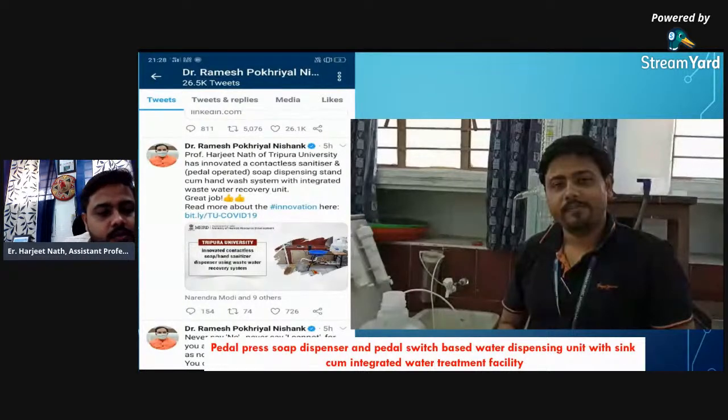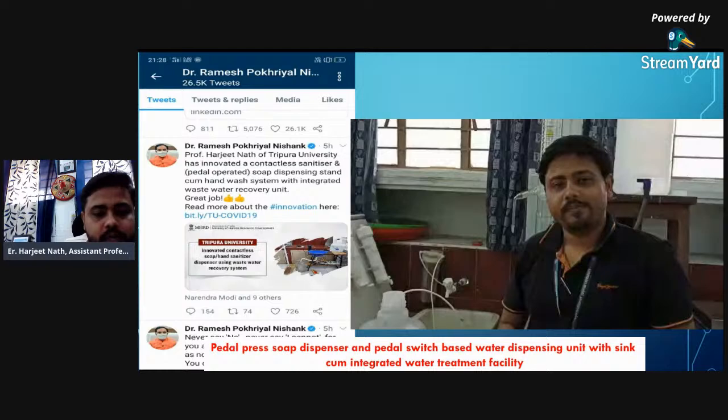One such system, which I was planning to show today, was well appreciated by our honorable Minister of MHRD, Dr. Ramesh Pokhriyal. He appreciated one of our innovations. In this innovation, we prepared a touchless hand sanitizing system, and after you have cleaned your hand, the dirty water going out of your hand was not straightaway disposed to the environment.